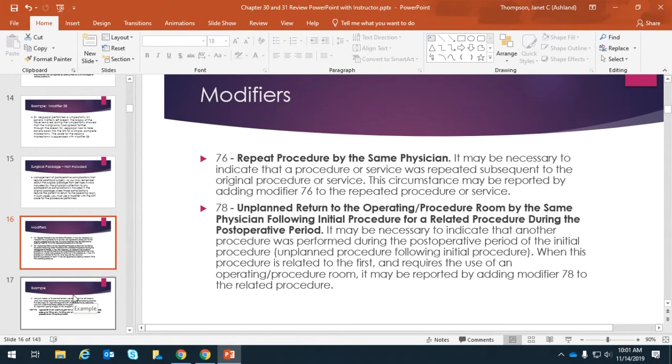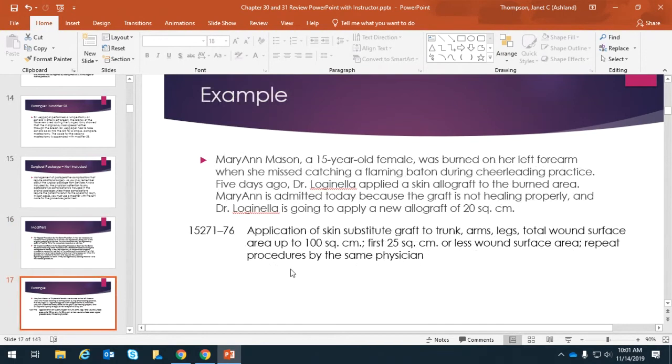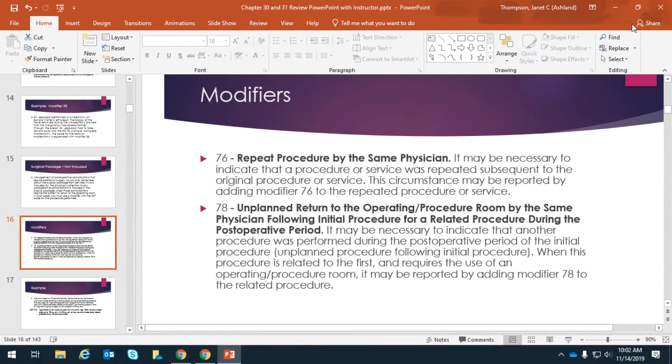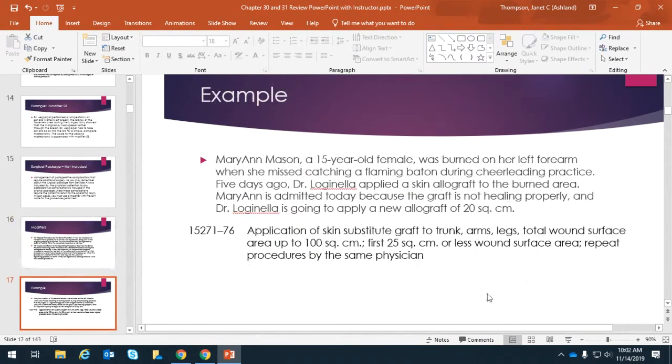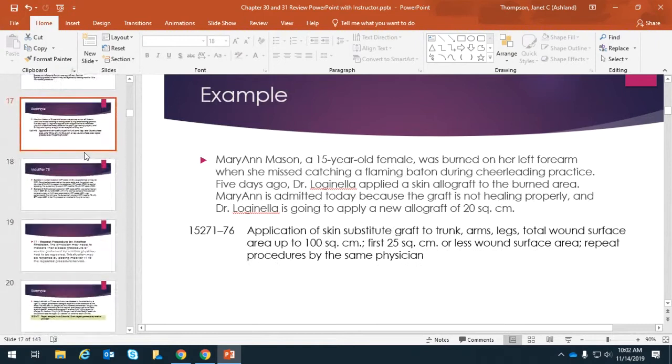So modifiers 76 and 78. Let's look at an example for 76. Mary Ann burned her left forearm catching a flaming baton during cheerleading practice. There's some external cause codes. 5 days ago, the doctor applied a skin allograft to the burned area. She's admitted today because the graft is not healing properly, so he's going to apply a new graft. So that was modifier 76, repeat procedure by the same physician. Just having the exact same procedure done.